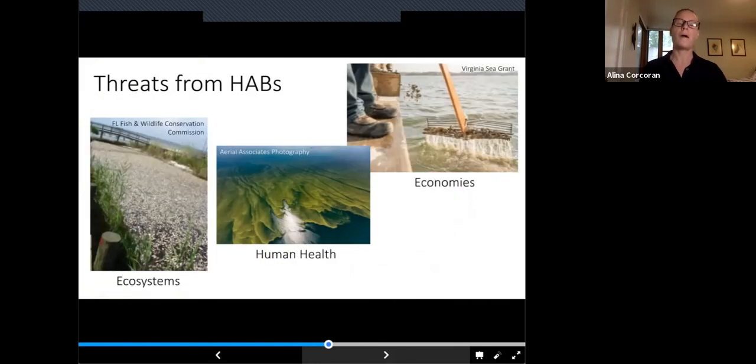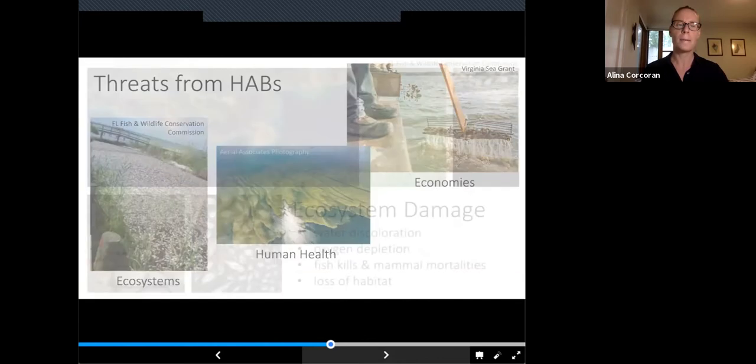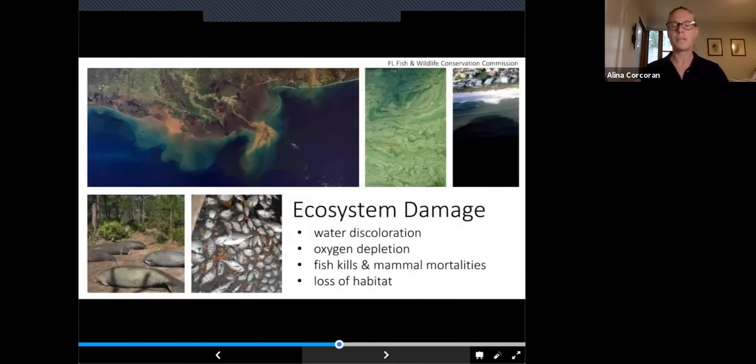Harmful algal blooms threaten ecosystems, human health, and economies, and I'm going to touch on each of these over the next couple of slides. With respect to ecosystem damage, the first thing we notice is water discoloration. The image on the top left is a satellite image from NOAA of the Mississippi River plume. The rightmost images are of blooms in Florida by a cyanobacterium and by the dinoflagellate Karenia brevis. So these blooms will discolor the water.